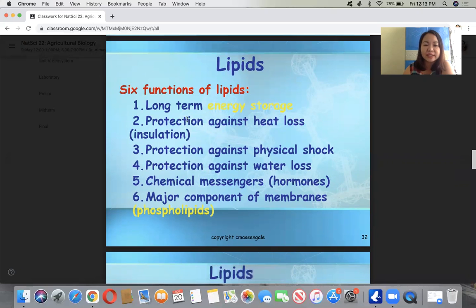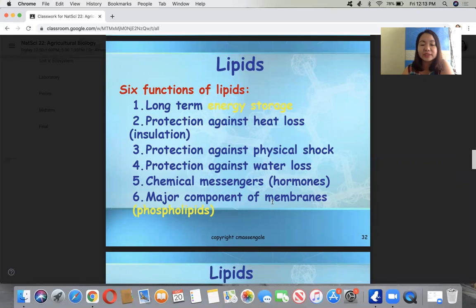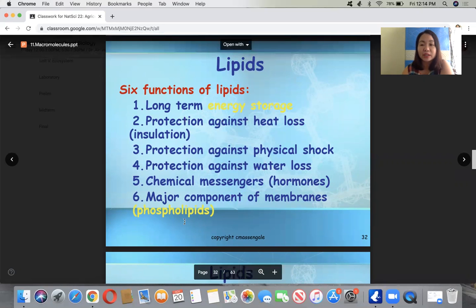There are 6. They are for long-term energy storage, protection against heat loss or insulation, protection against physical shock, protection against water loss, chemical messengers for hormones, and also the major component of membranes, known as the phospholipids.